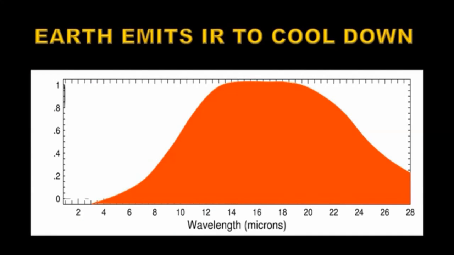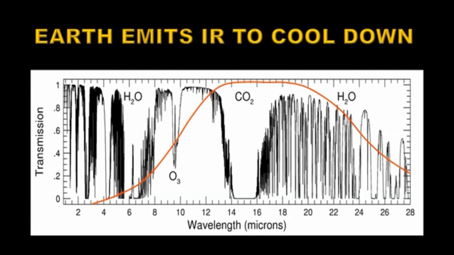The Earth emits infrared radiation in order to cool down, and because of the range of temperatures that the Earth emits, most of the cooling goes on between 10 and 24 microns in wavelength. This is in the infrared. So there's the outline of that emission profile, and this is the absorption spectrum of the Earth's atmosphere. And you can see right in the middle of that, there's a band that is carbon dioxide.